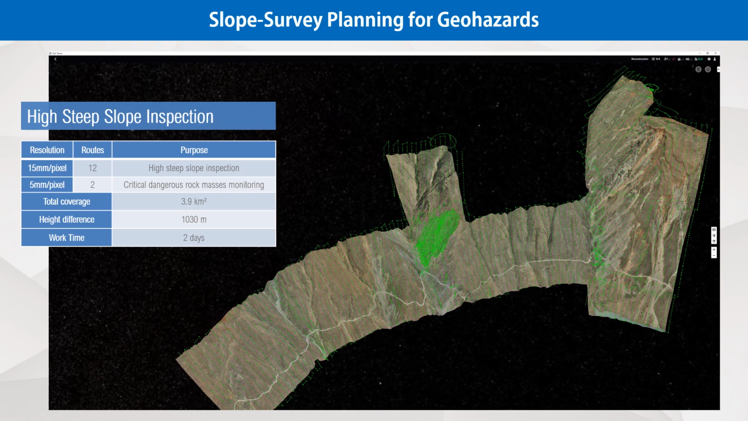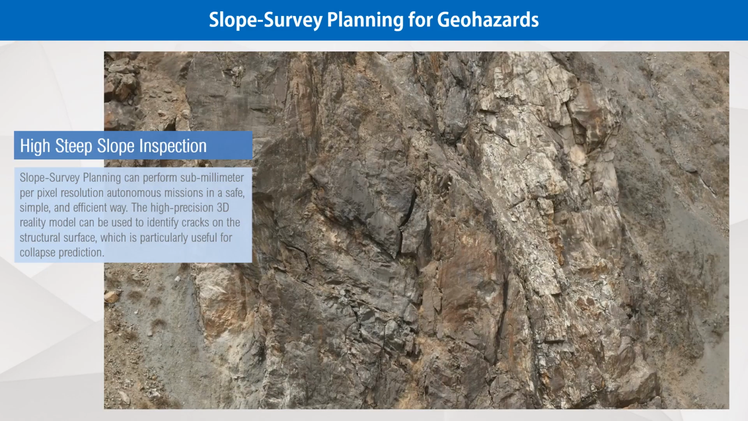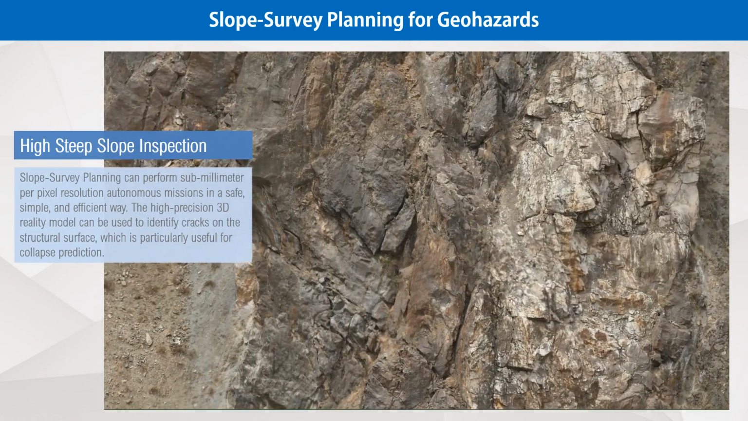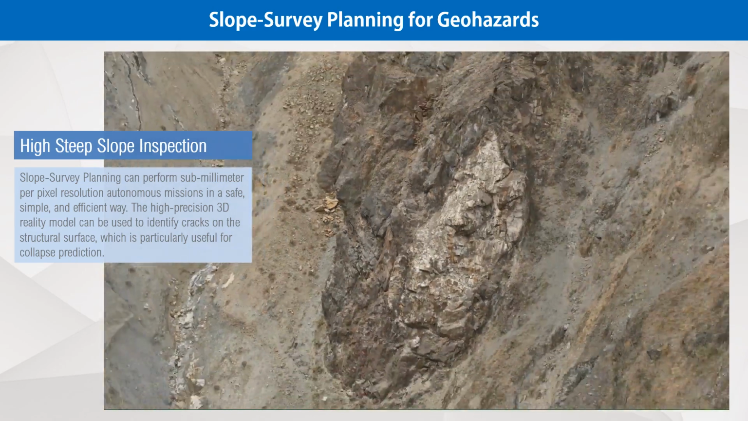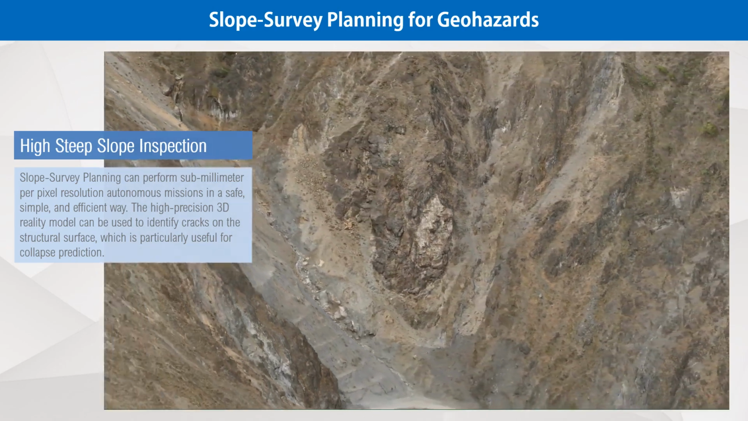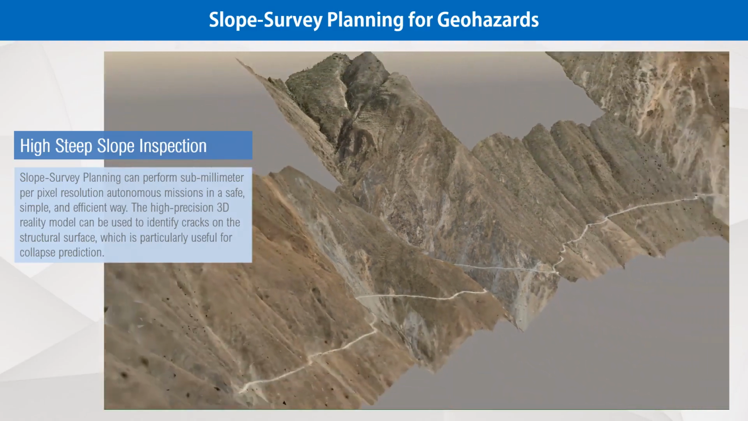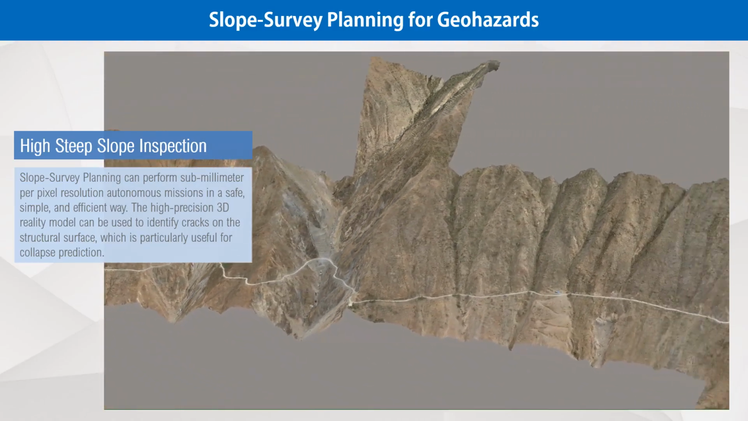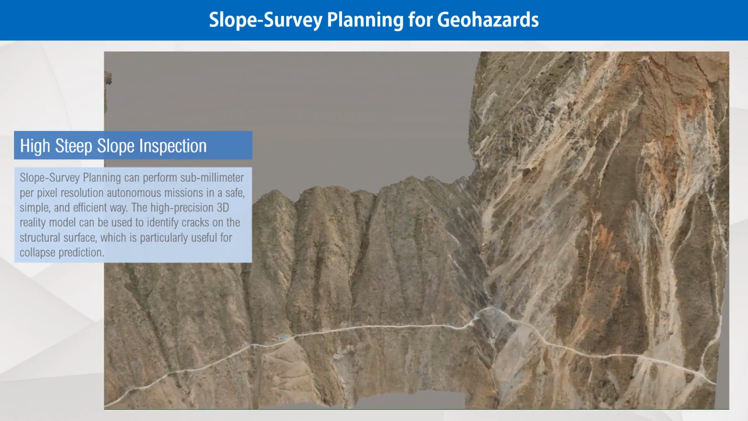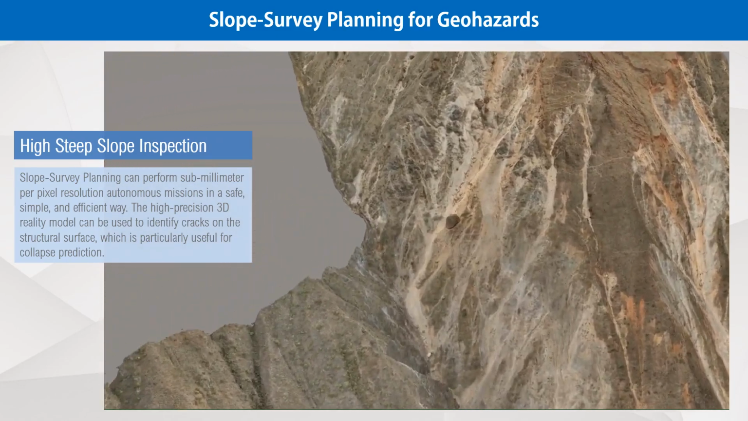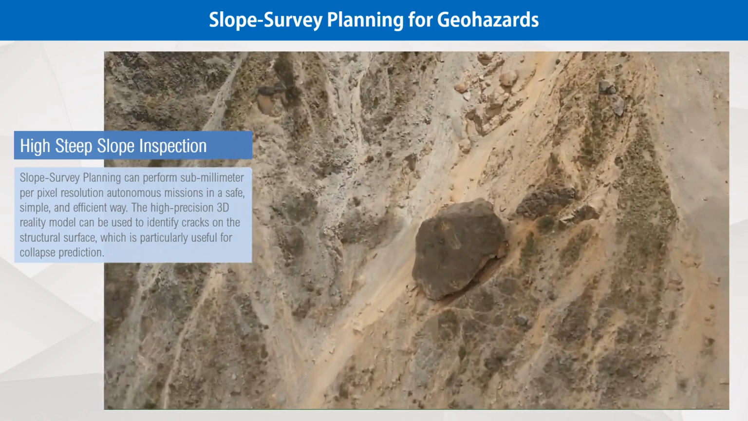The survey area covers about 3.9 square kilometers of mountain surface, with a maximum height difference of 1,030 meters, and we finished the flight in 2 days. Slope surveying planning can perform sub-millimeter per pixel resolution autonomous missions in a safe, simple, and efficient way. The high-precision 3D reality model can be used to identify the cracks on the structure surface, which is highly useful for geohazard prediction.